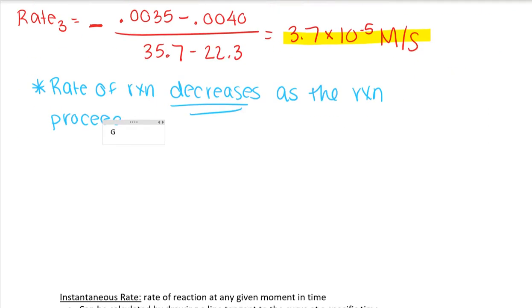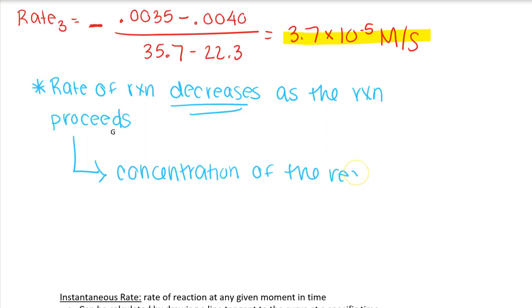So why do you think that occurs? Why would the rate of reaction decrease as the reaction proceeds? Well, the reason that this is going to happen is because as the reaction proceeds, the concentration of the reactants decreases.